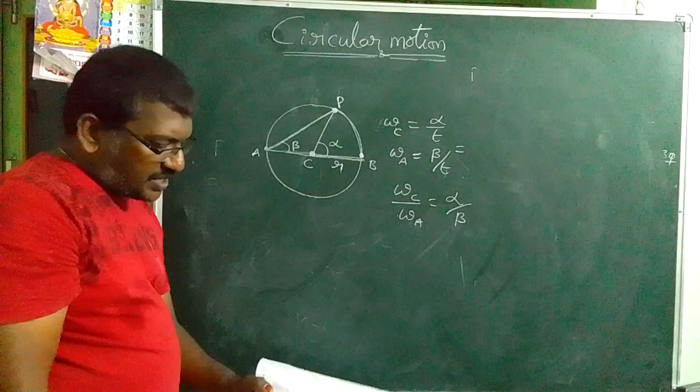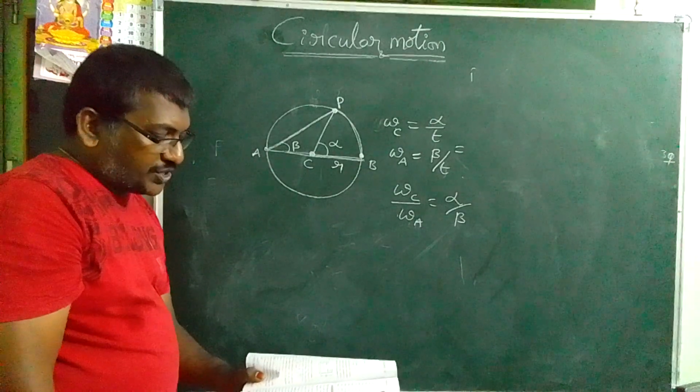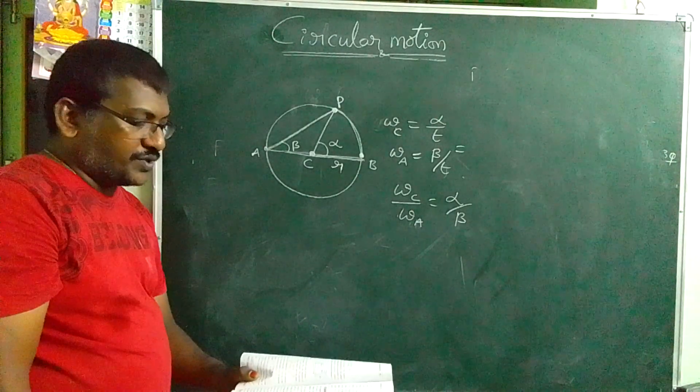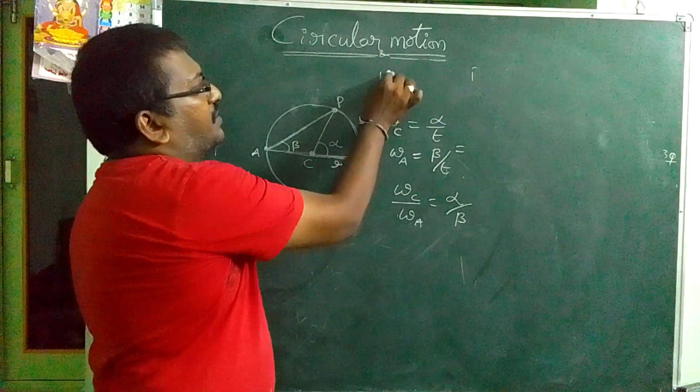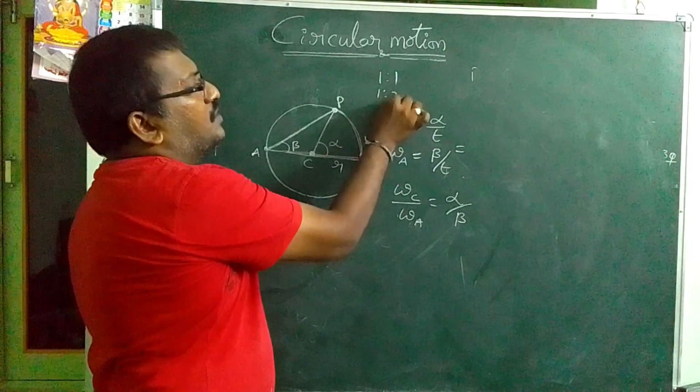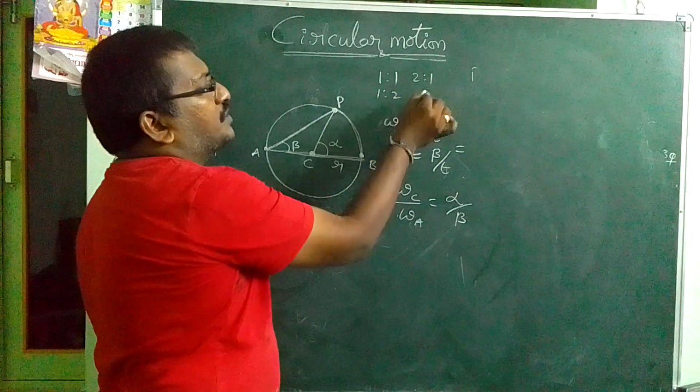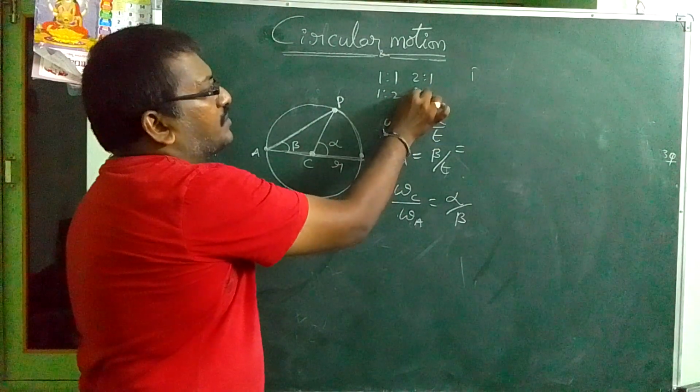In our options: first option is 1:1, second option is 1:2, third option is 2:1, fourth option is 4:1.